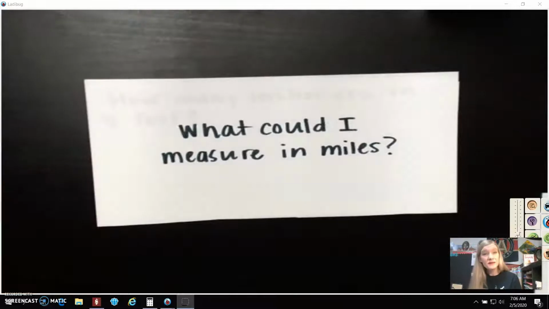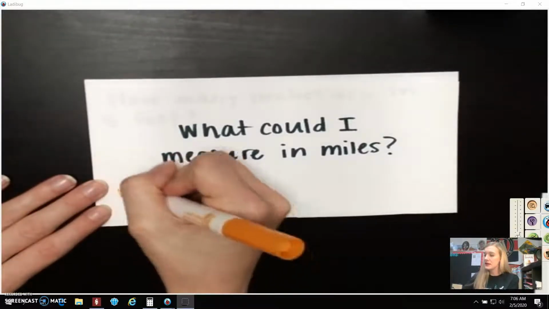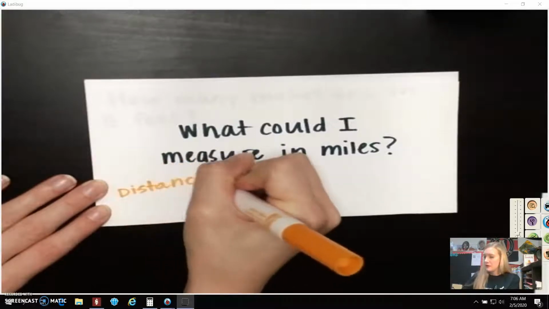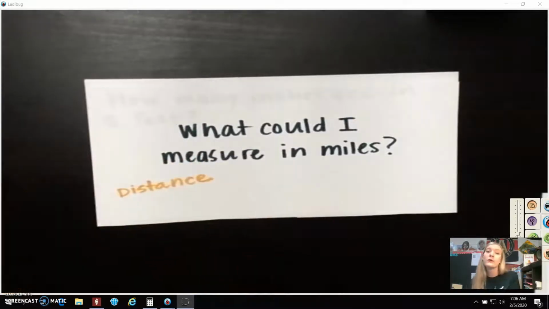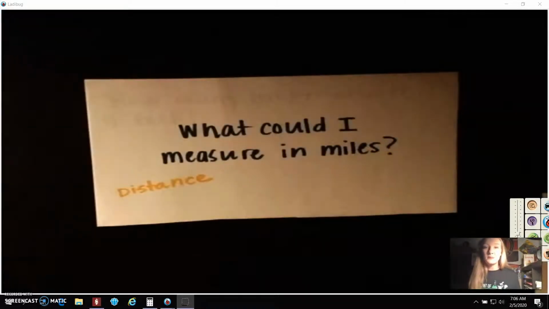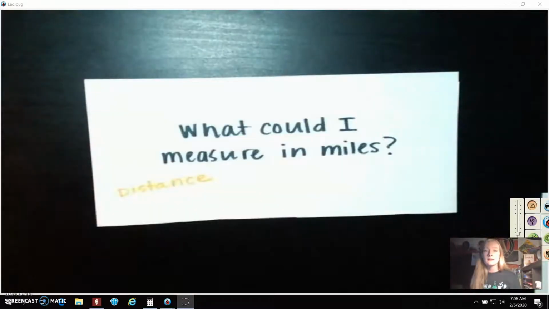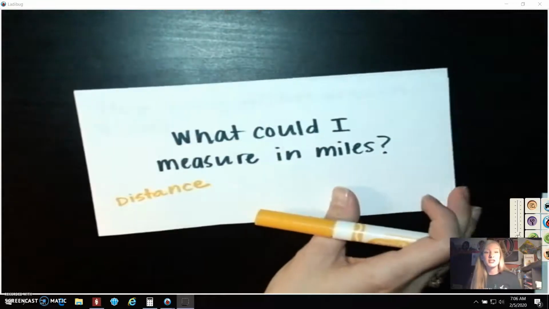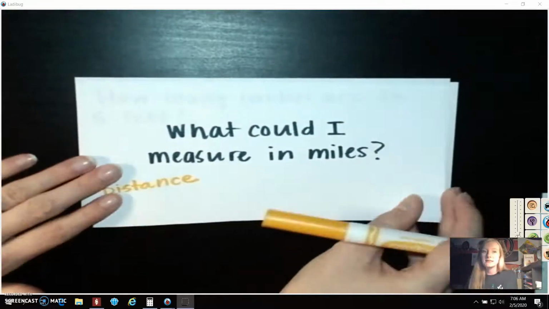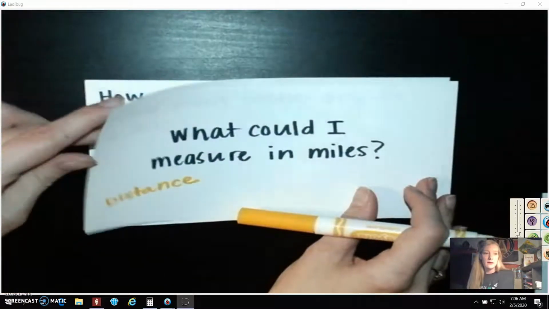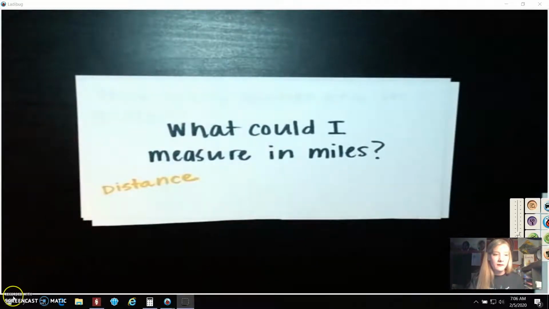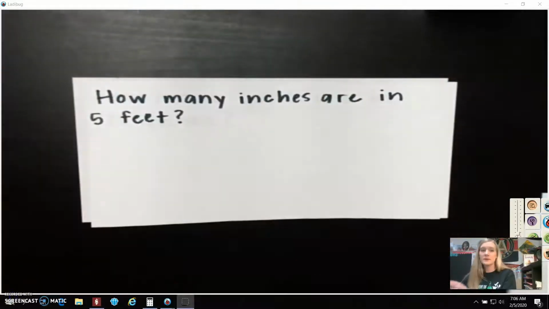Now, miles. Miles are what we're going to use to measure big distances. So like the distance from Kroger to Gwyn Oaks, or from your house to Gwyn Oaks, or from your house to Disney World. It's whatever you think you might use to help you measure long distances typically. Okay, so we're going to keep going.